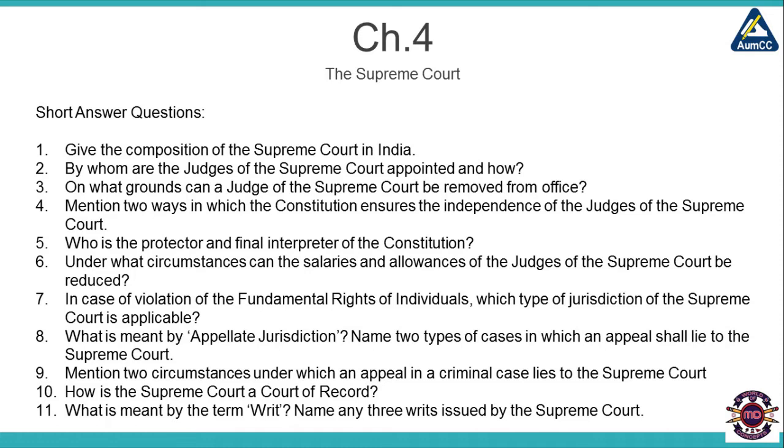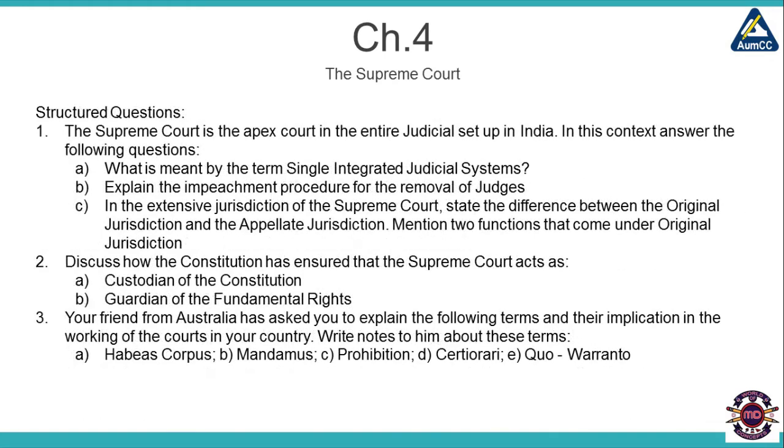Mention 2 circumstances under which an appeal in a criminal case lies to the Supreme Court. How is the Supreme Court a court of record? A very important question is, what is meant by the term writ? Name any 3 writs issued by the Supreme Court. The structured questions of chapter 4 are as follows: the Supreme Court is the apex court in the entire judicial setup in India. In this context, answer the following questions: what is meant by the single integrated judicial system?